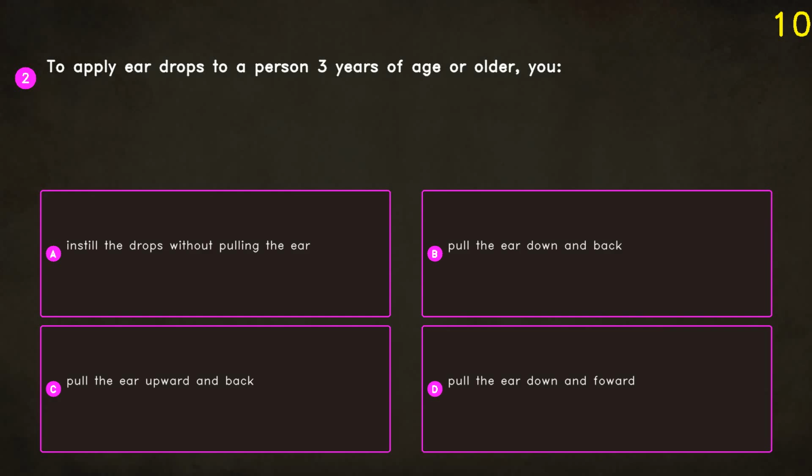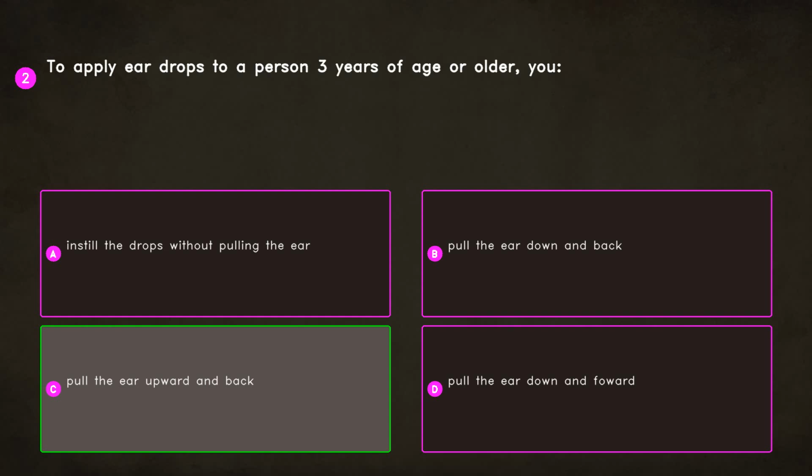Question 2. To apply ear drops to a person 3 years of age or older, you A. Instill the drops without pulling the ear. B. Pull the ear down and back. C. Pull the ear upward and back. D. Pull the ear down and forward. The correct answer is pull the ear upward and back.